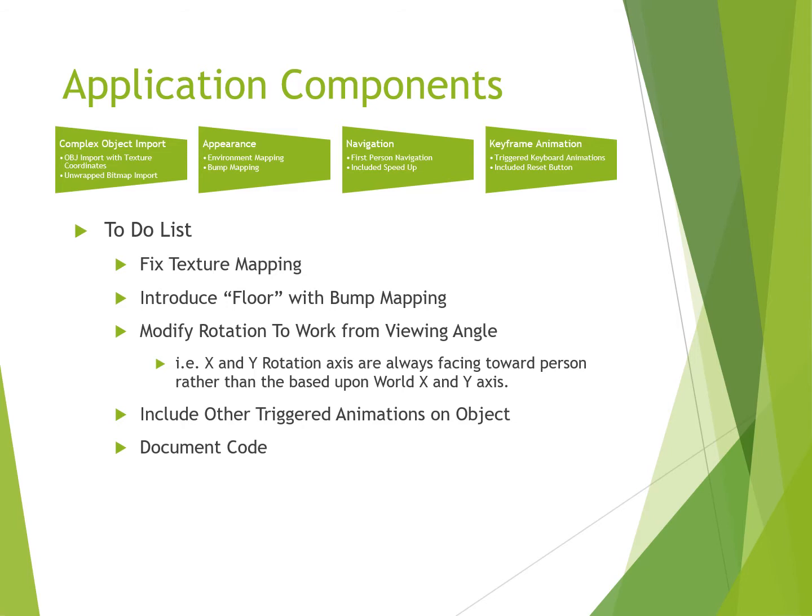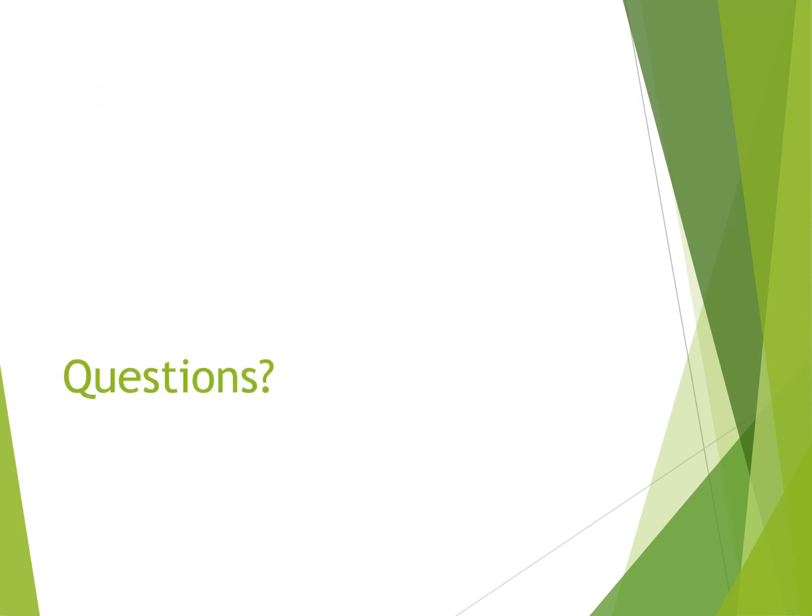I also would like to include other animations on the object. Say if I walk up and I hit a key, it'll take off a mesh to show what it would look like in real life with a metallic mesh on it. And then another mesh that shows something like, instead of a heat map, a stress analysis. And then last but not least, I would like to document the code for later purposes. Are there any questions?